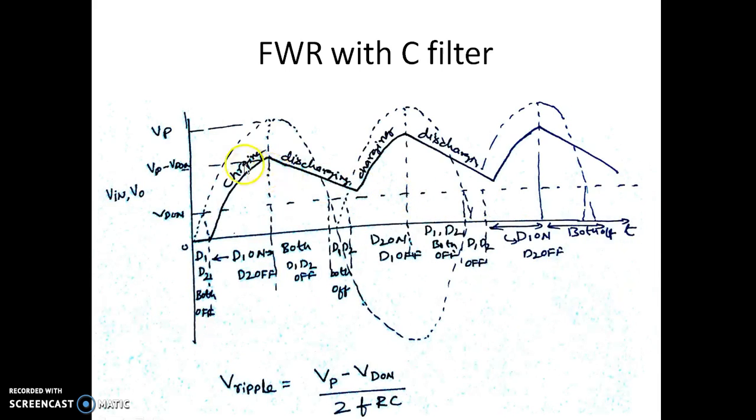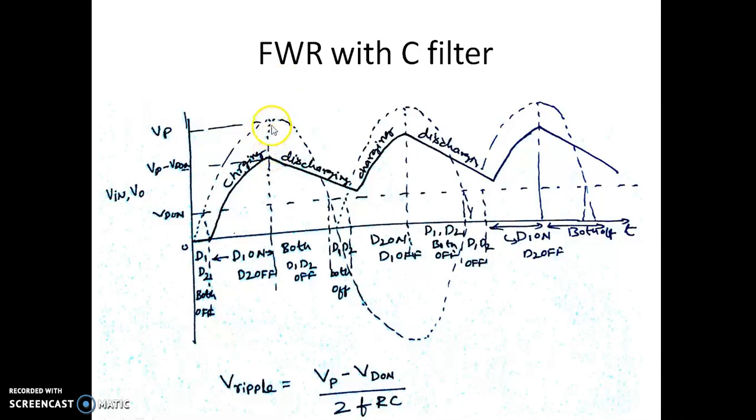This is how the waveform will look. This is when t is equal to 0. When the input voltage is less than Vd on, both D1 and D2 are off. So the capacitor is not charged at all. Assuming that initially the capacitor is not charged, it remains at 0. Once D1 turns on and D2 is off, the capacitor is charging with a charging time constant of RF1 into C. It goes till the peak, where the peak is Vp minus Vd on.